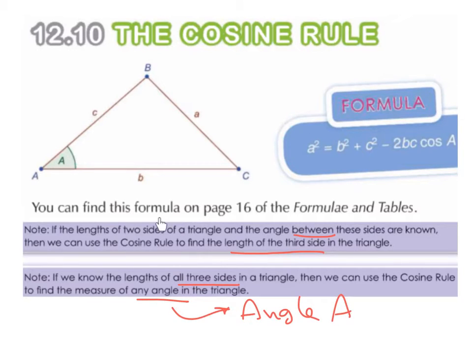So if we know two sides and the angle in between them, and we're looking to find the length of the third side, we can use the cosine rule. And if we know all three sides and we're looking to find any angle, we can also use the cosine rule so long as we label the angle we're looking for as angle A. Whereas if we know an angle and the opposite side, that's when we use the sine rule. But if you're ever unsure, you could always try the sine rule, and if it doesn't work out, then go to the cosine rule.